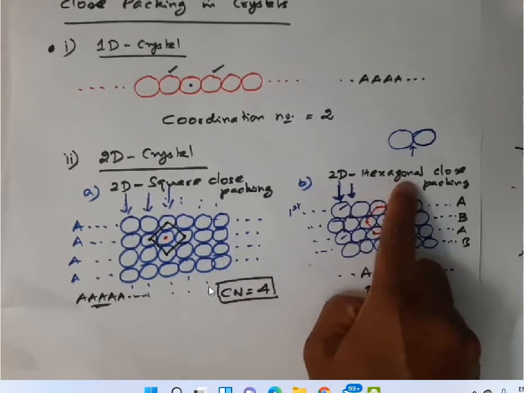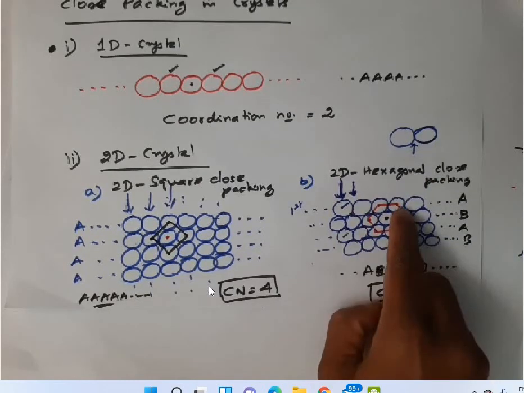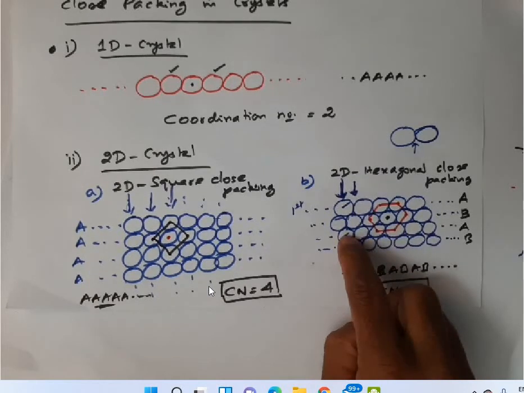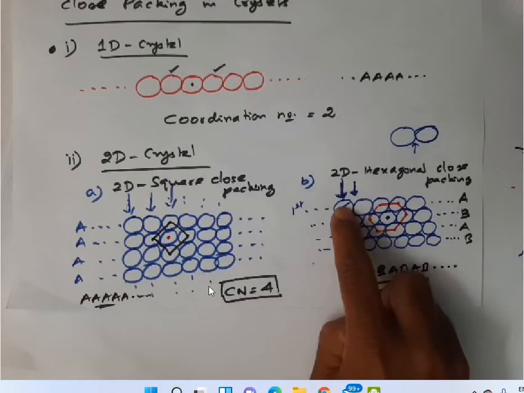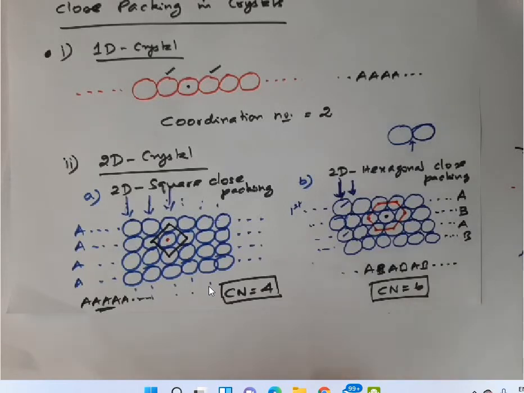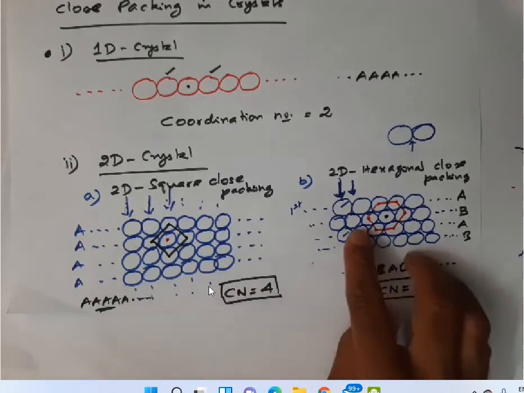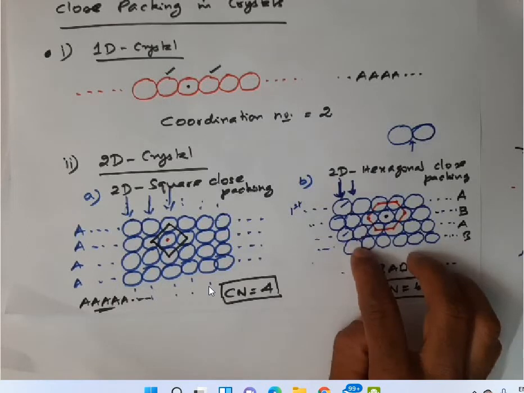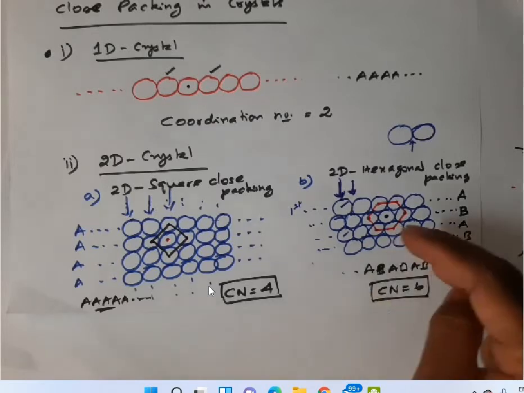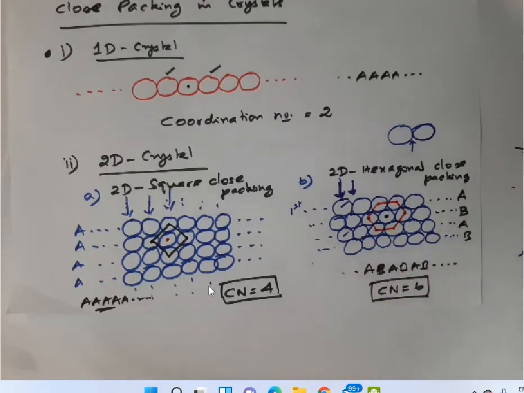In the two-dimensional hexagonal close packing, the first row is not eclipsing the second row, whereas the first row eclipses the third row atoms. Therefore, if the first row is represented as A, the third row should also be A, and the fifth row should also be A. Similarly, the second row exactly eclipses the fourth row, and the fourth row eclipses the sixth row. Therefore the second, fourth and sixth rows are represented by the same symbol, B. So this arrangement is what we call ABABABAB type of arrangement.